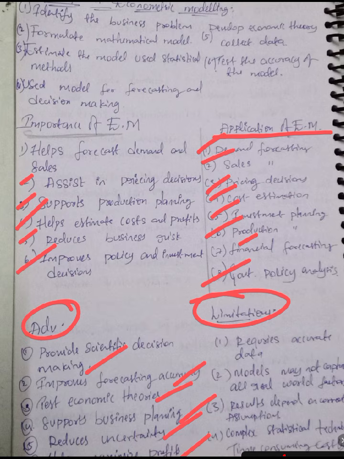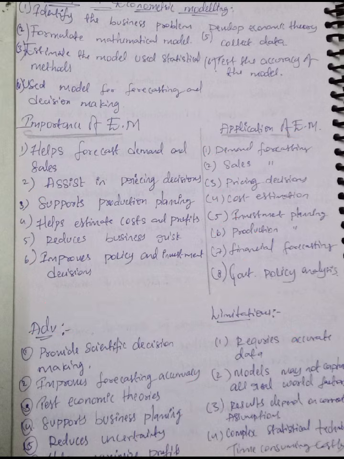Now limitations. What are the limitations? Requires accurate data. Models may not capture all real world factors, and results depend on correct assumptions, complex statistical techniques, and time consuming cost. So these are the steps in econometric modeling: importance of econometric modeling, applications of econometric modeling, advantages of econometric modeling, limitations of econometric modeling.